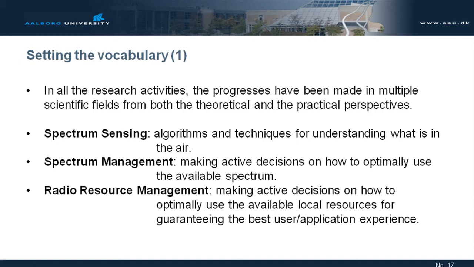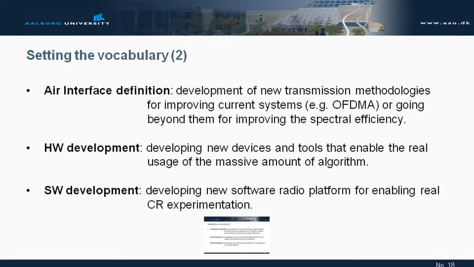Radio resource management is making active decisions on how to optimally use the available local resources, for guaranteeing the best user or application experience. That's what I usually mean with these three terms. Plus we have air interface definition. With air interface definition, I mean exactly as I said, the development of what goes in the air. So let's say OFDM, OFDMA, or even going beyond it, because we need to improve spectral efficiency. Otherwise, we cannot deal with that 1,000 times traffic increase.